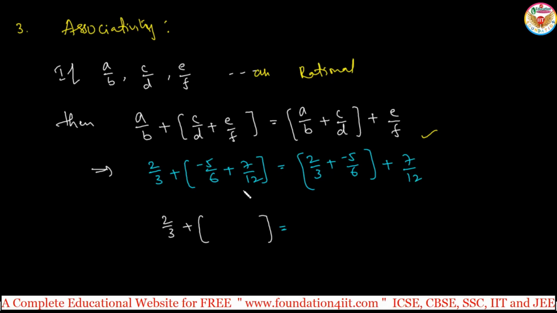For 6 and 12, 12 is the LCM, right? So 12 means 6 into 2. So multiply by 2 for this also, which should not change the value. So this becomes minus 10 by 12 plus 7 by 12. The denominator is already 12 for this one. Here 6 is there, so we need to multiply by 2 by 2. Now 2 by 3 plus minus 10 plus 7 is minus 3 by 12. This side I am getting.